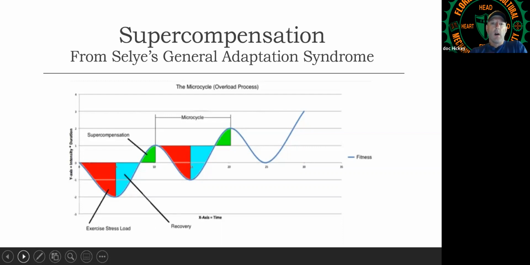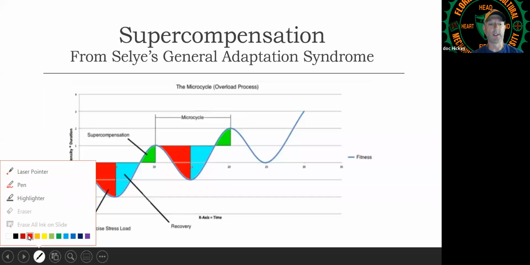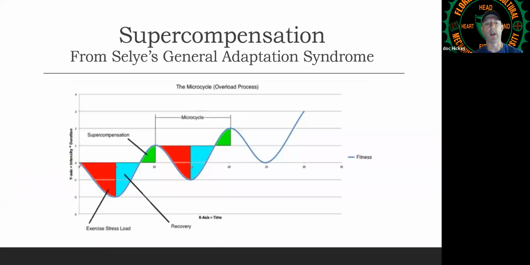So the theoretical framework is what I call supercompensation. And this is a standard training philosophy, or a standard training theoretical framework. And it comes from Selye's general adaptation syndrome. And what we're really concerned with is periods of stress interspersed with periods of rest.